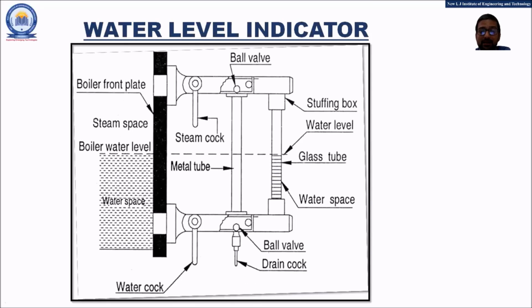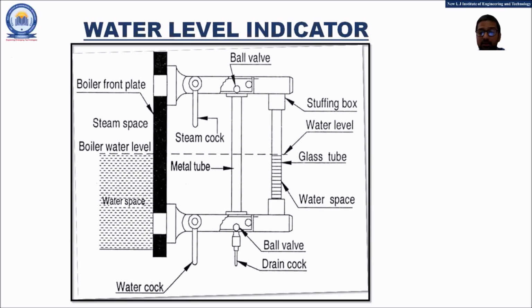So these are the main components. Remember friends, the water level indicator is always installed at the intersection of the steam space and the water space. If you see the three types of boiler, Cochran boiler, Lancashire boiler, Babcock and Wilcox boiler, in all the boilers you will observe the water level indicator installed at the intersection of the steam space and the water space.